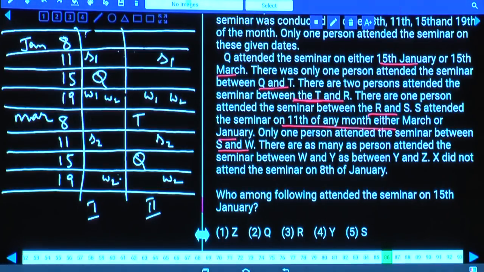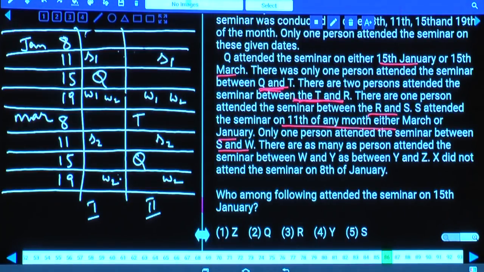And next one, what is the other information here? There are two persons between T and R, and there is only one person attending the seminar between Q and T. One person between Q and T, and two persons between T and R.